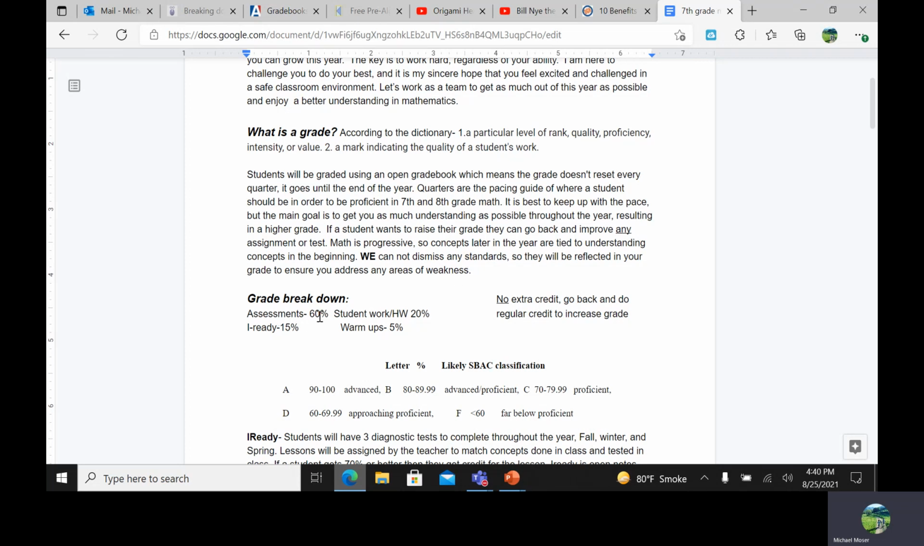Assessments are 60% of the grade, so most of the grade is going to come from assessments. iReady is a form of assessments. It's just online, and we'll go over kind of how that's graded. Student work is homework. We try to get the students to do as much as we can. I do go over notes. We do want them to check the back of the book on the odds to make sure they're doing it correctly.